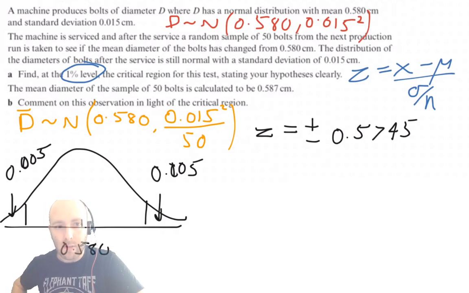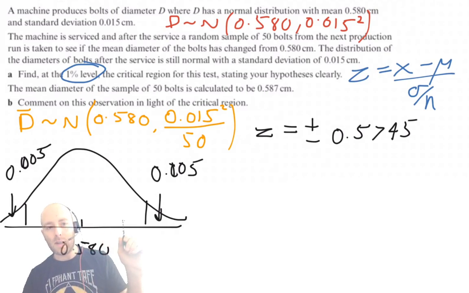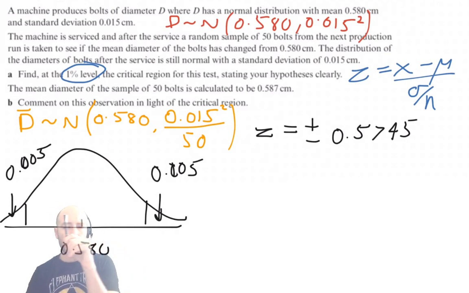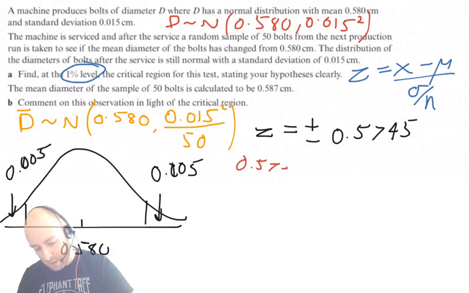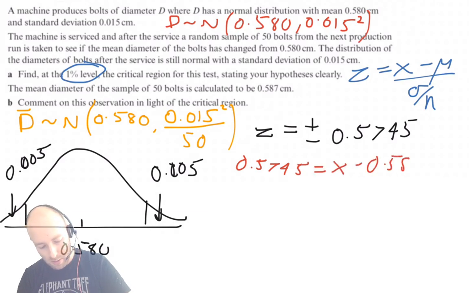We've got our Z value. We're now going to try and decode this Z value to find out what these are in terms of the actual question. So what the values are in terms of a bolt diameter. And we're looking for something in the region of 0.580. So, if we work these out separately, 2.5758 equals x, take 0.580, divided by sigma. What was sigma again? 0.015 over root 50.